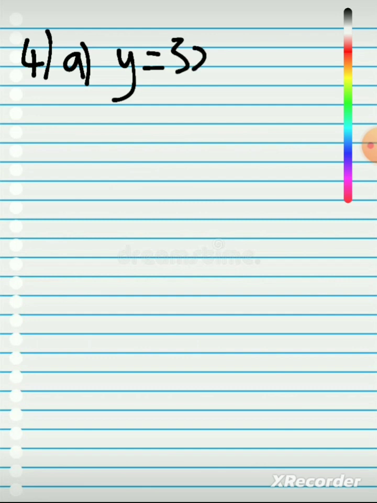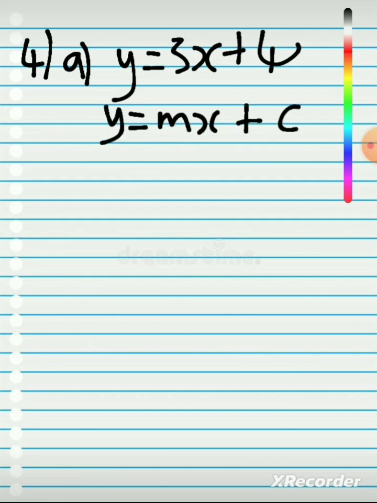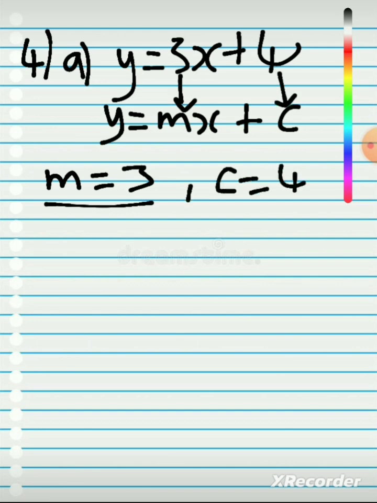Now, okay, so question 4a, we have y is equal to 3x plus 4. They want us to find the gradient and the y-intercept. The standard equation of a straight line is y is equal to mx plus c. Meaning that here the 3 represents m, therefore the gradient is 3. And the 4 represents c, therefore the y-intercept is 4.